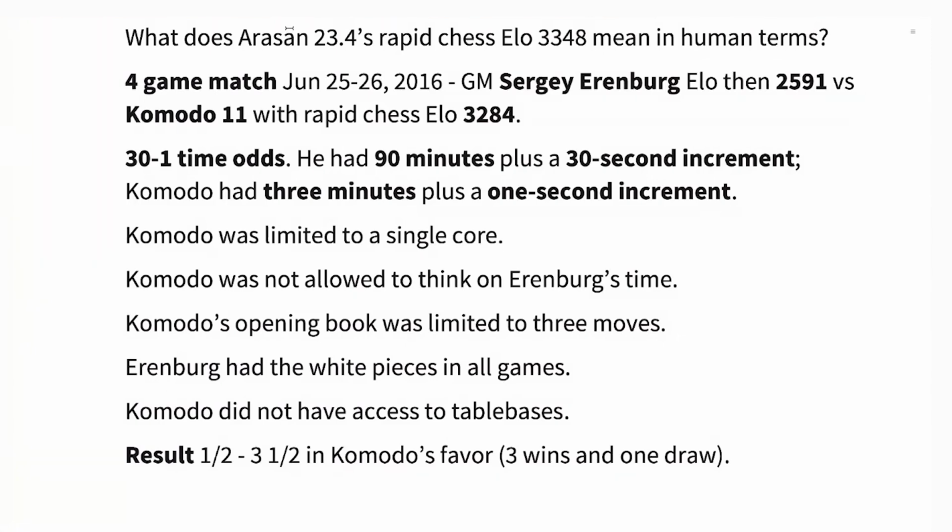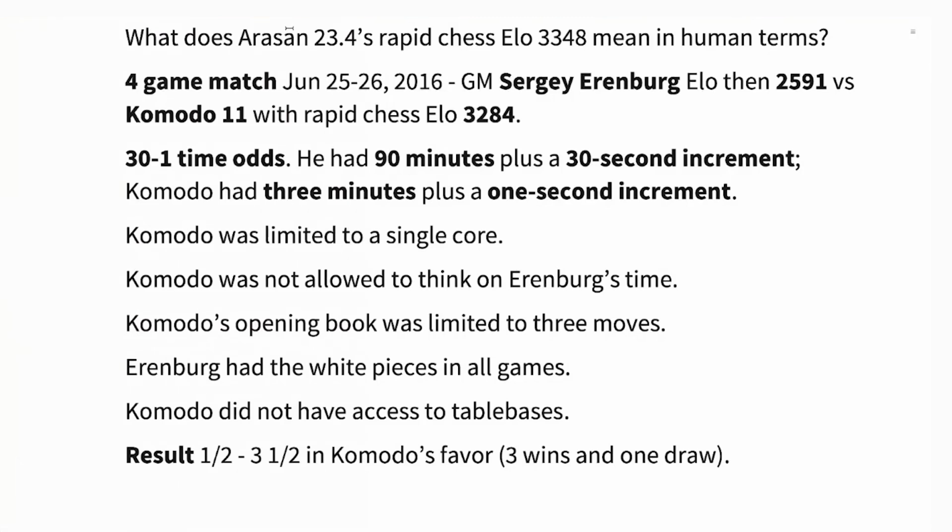In this match, it was 30-to-1 time odds. He had 90 minutes plus a 30-second increment, meaning every move he made, 30 seconds were added to his clock. Komodo had a total of 3 minutes. Every move it would make, it got a 1-second increment.